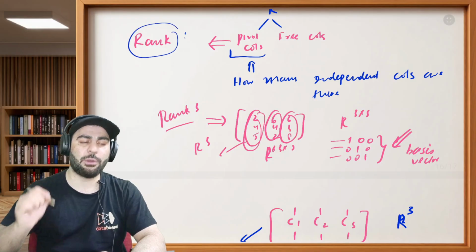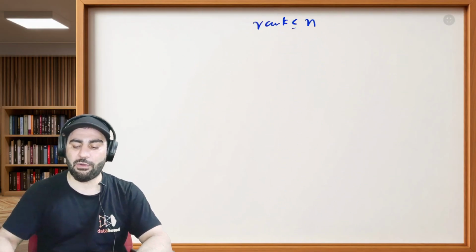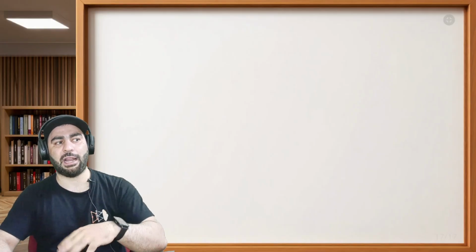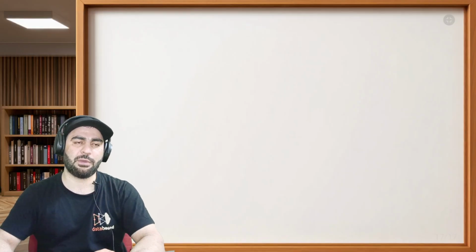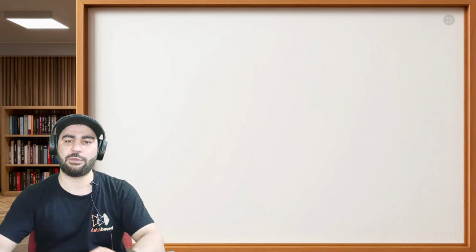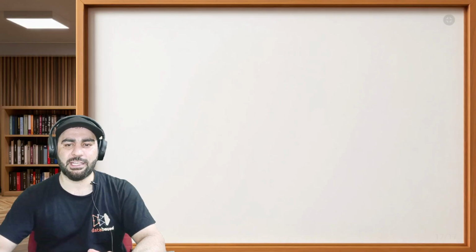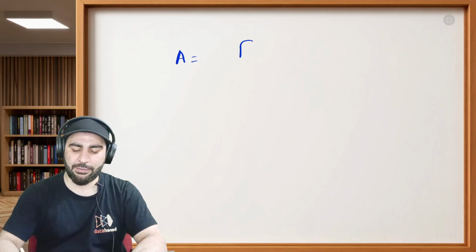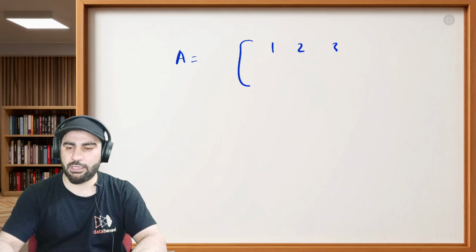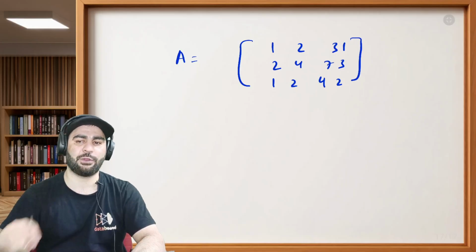So I'll stop the discussion of the rank over here, and we will take whatever we have left in the previous session, and we'll come back to the rank. I just wanted to give you what rank means, because I will use this term frequently once I am explaining this algorithm again. So if you remember in the previous class, we were discussing this RREF algorithm. So we had a matrix A, and this A matrix was 1 2 3 1, 2 4 7 3, and 1 2 4 2. This was our matrix that we had.